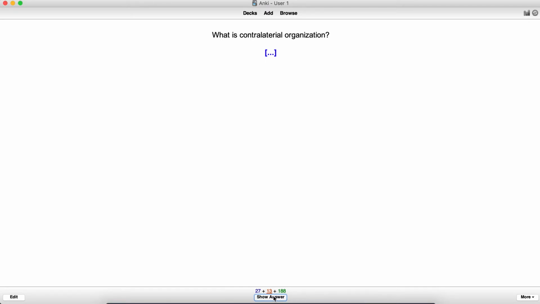What is contralateral organization? This is another term that describes how left visual information gets processed by the right side of our brain and vice versa.